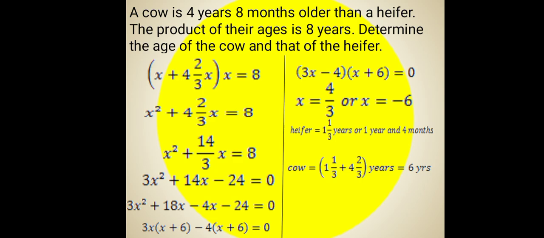Now solving this equation, we find that x is 4 over 3 years. This means that the heifer is 1 and a third years, or 1 year and 4 months old, while the cow is 6 years old.